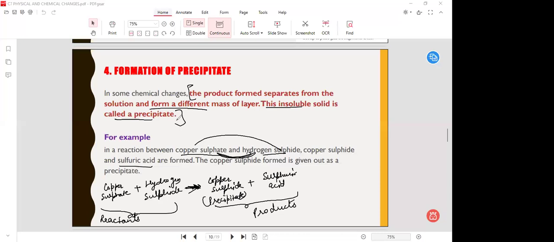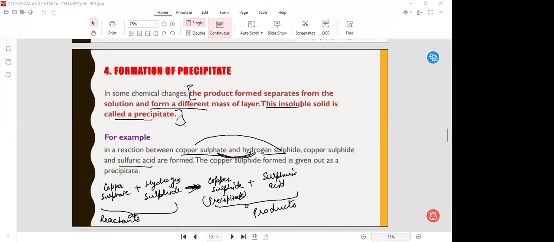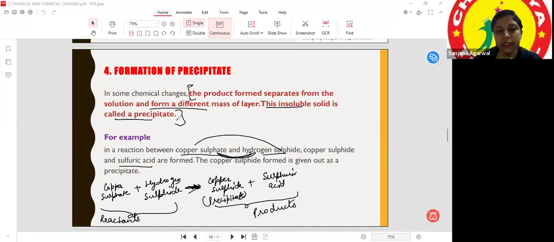Ma'am, potassium chloride and silver nitrate. That is true, dear, but potassium, chlorine, silver is okay. Nitrate, these chemical substances are all new. Otherwise, it is correct.